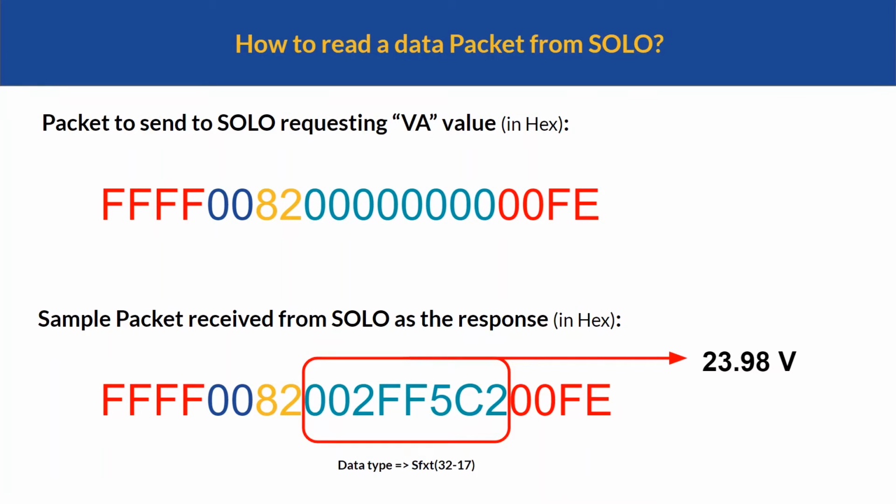Here, based on the fact that this data section is from the fixed point 32.17 data type, after the conversion of the data part into the float value, this is what we're going to get. This is the value: 23.98 volt is what we read for phase A voltage.